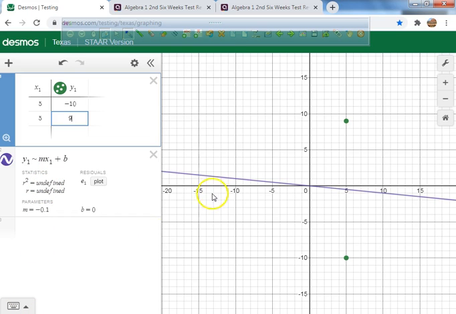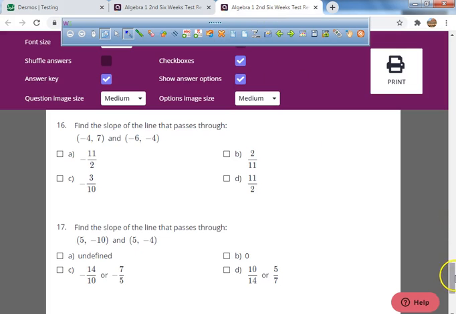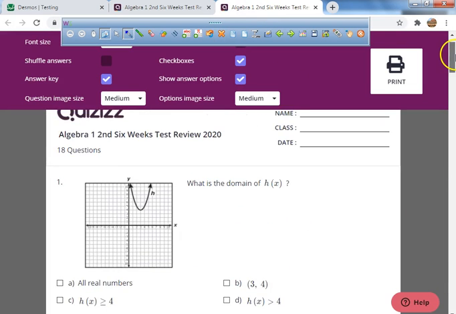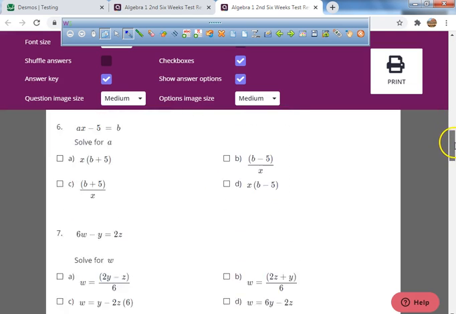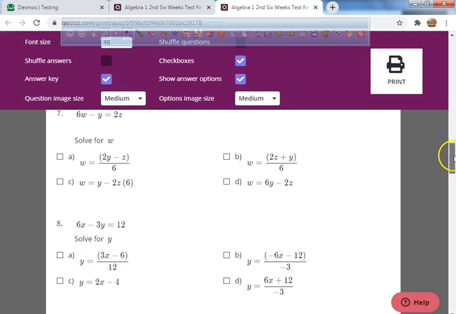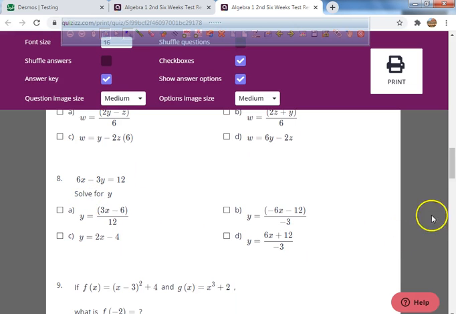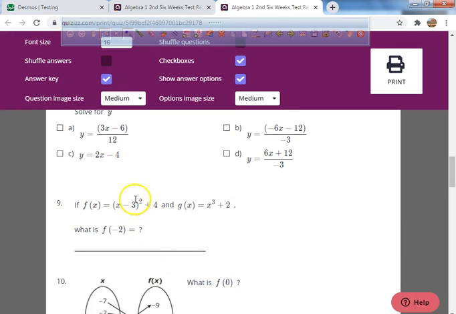All right? So make sure. What are we going to be covering? Let's do a quick little review. Ready? Domain and range, function notation, solving for a specific variable, how to plug in numbers for function notation, and slope.